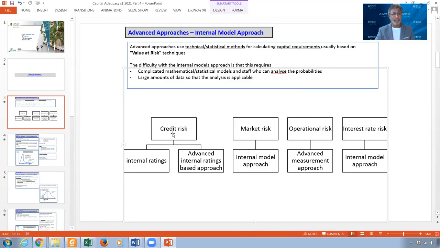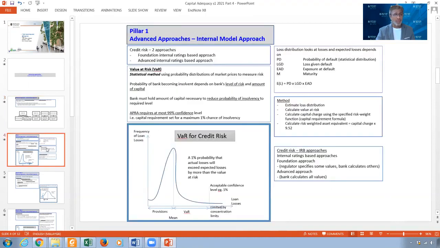So the internal model has the credit risk, and that has internal ratings. You can do internal ratings for the credit risk, but the advanced approach is actually the statistical method. For the market risk, you can use the internal model approach or the advanced measurement approach. Both of them are using some statistical methods. For operational risk, we use only the advanced measurement approach, which is the statistical one. For interest rate risk, we use the internal model approach. Now, just to come here, this is the advanced approach.